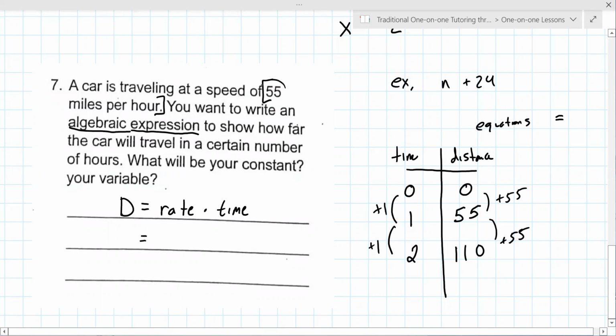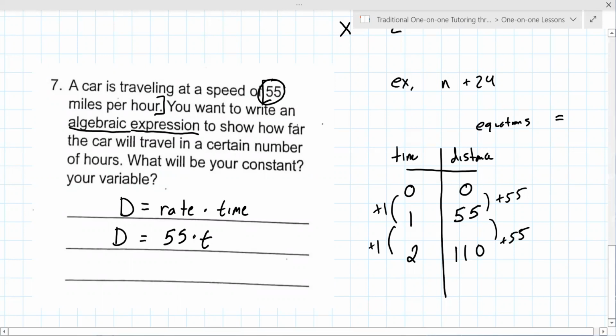What is your rate in this problem? 55. 55. And what is your variable? Your variable. Oh, my variable. Yeah, what's your variable? What's changing each time? The... what is it? I know what it is. I'm trying to find words. The time. The time. Yes, the time. So we can use the letter T for that. So the distance is 55 times T.